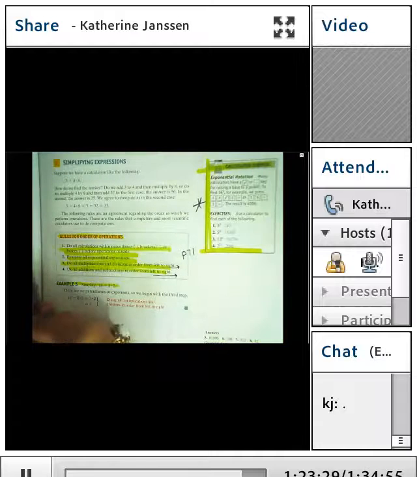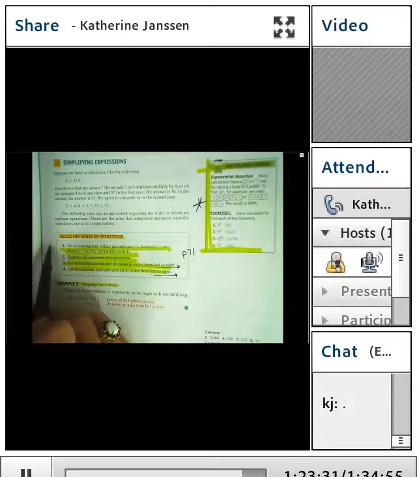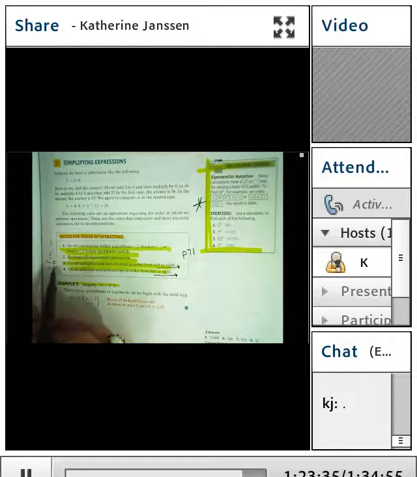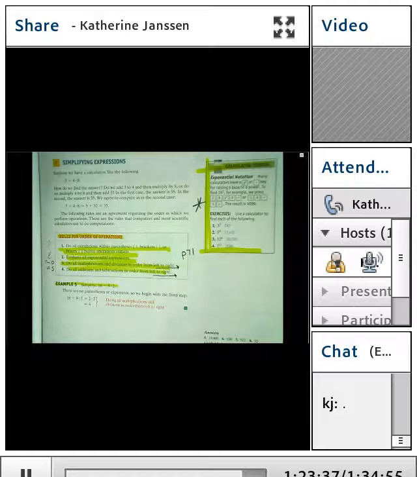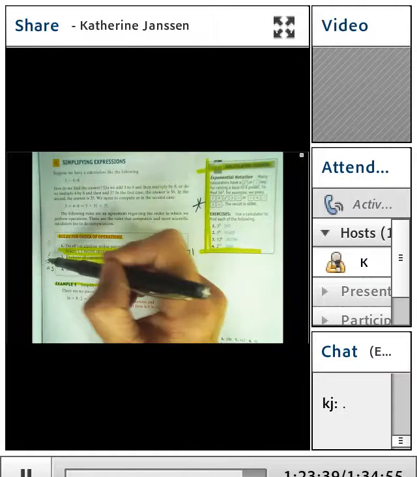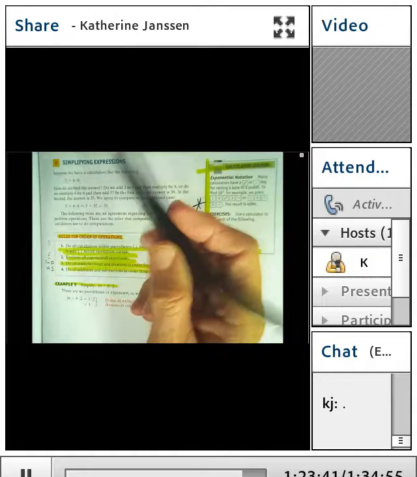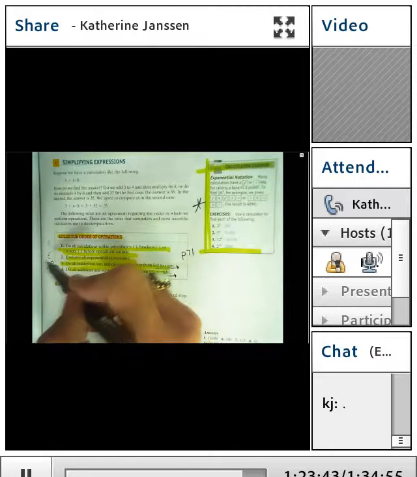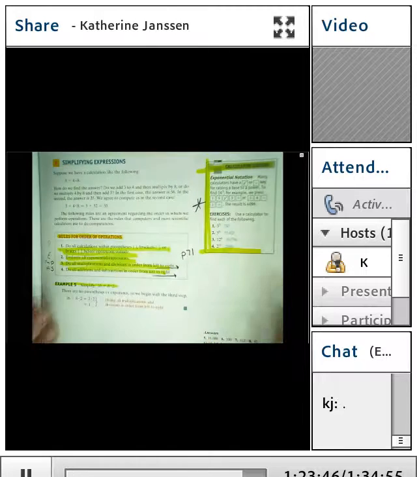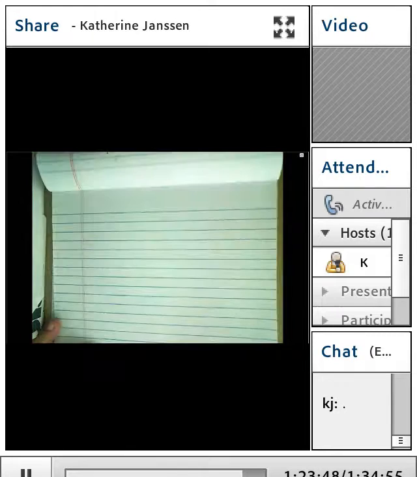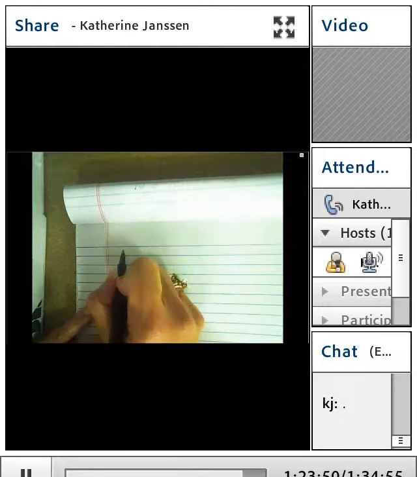Now you may have heard of this as please excuse my dear Aunt Sally. Or some people say PEMDAS. Please excuse my dear Aunt Sally. So let's notice what happens. This is on page 71.